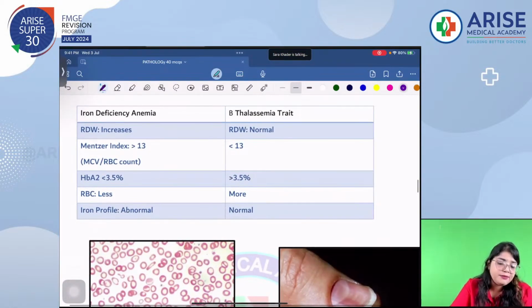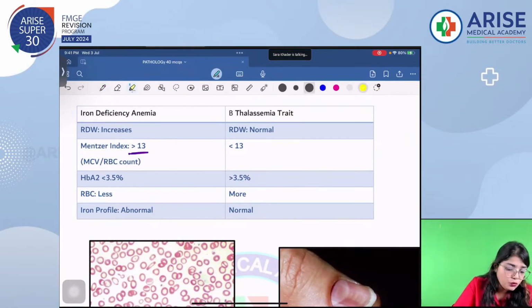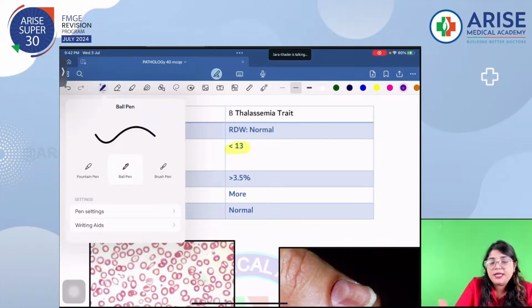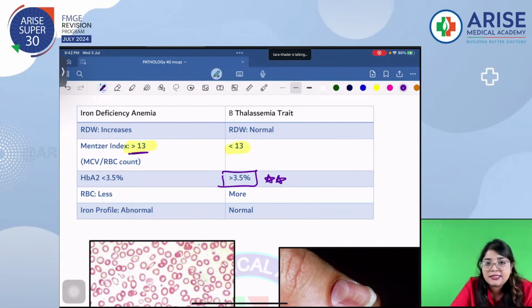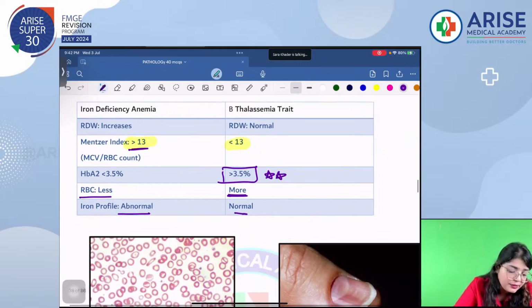So how do you differentiate between the two? Mentzer's index is more than 13, while here Mentzer's index is less, right? When you check the HbA2 levels, remember they should always be more than 3.5% in beta thalassemia trait, while this should not elevate in iron deficiency anemia. And RBC are less, while RBC are more here, right? Iron profile is abnormal in iron deficiency anemia, of course, but it is normal here in beta thalassemia trait.